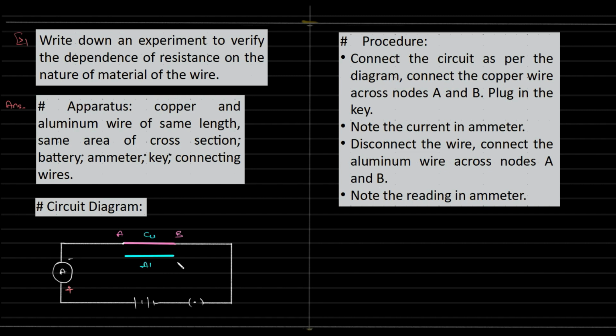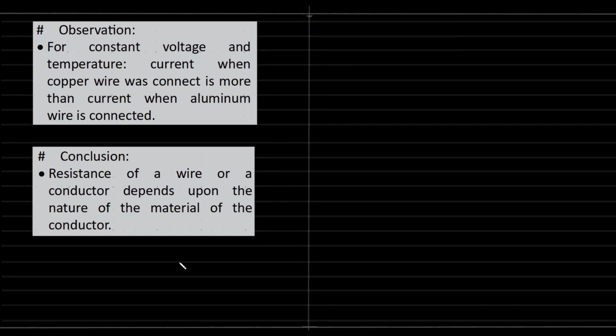Quite simple procedure. What do we observe? For constant voltage and temperature, the current when copper is connected is more than the current when aluminum is connected. So basically, this is what we are looking at. This current is more than the current when we have aluminum connected.